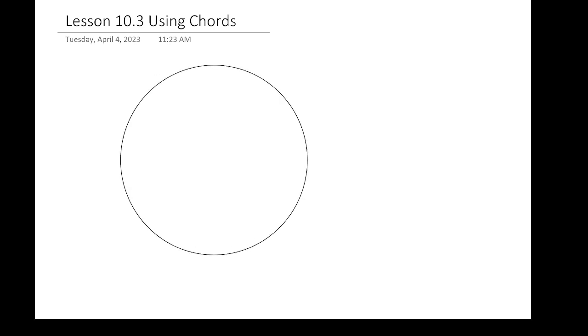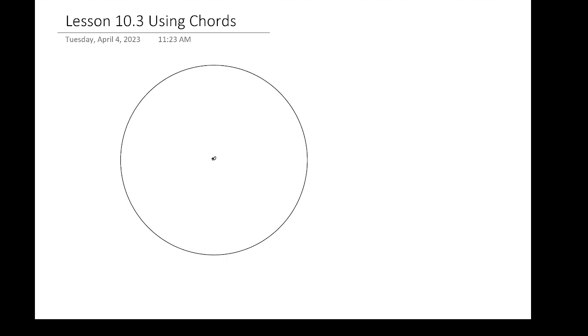We're working on lesson 10.3, using chords, and now we're going to start to relate the lengths around a circle, that are on the circle, to the lengths that go through it. I'm going to start first, and of course with your compass, you're going to construct a quick circle here.